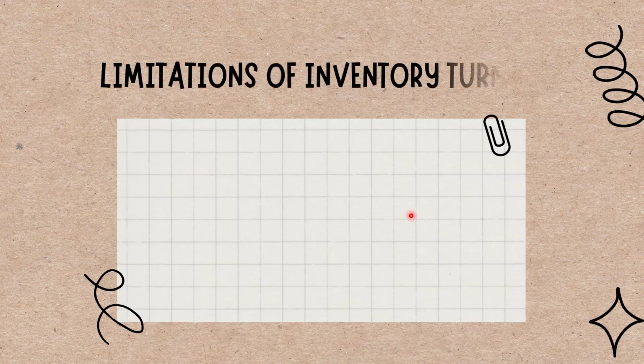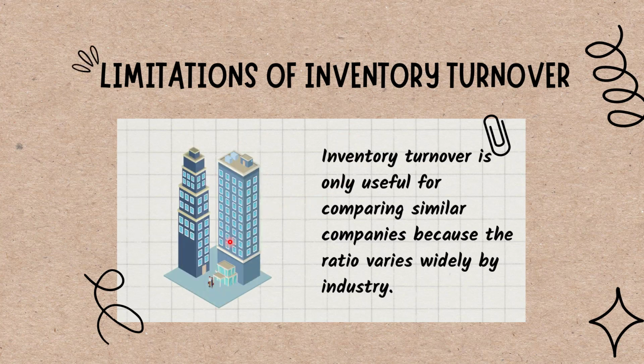Limitations of inventory turnover. Inventory turnover is only useful for comparing similar companies, because the ratio varies widely by industry. For example, listed US auto dealers turned over their inventory every 55 days on average in 2021, compared with 23 days for publicly traded food store chains.